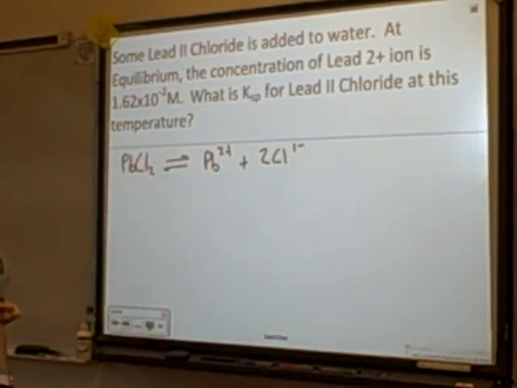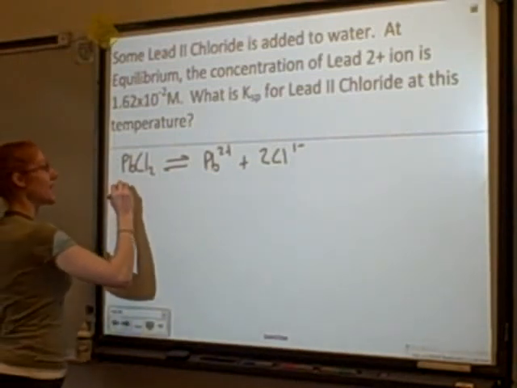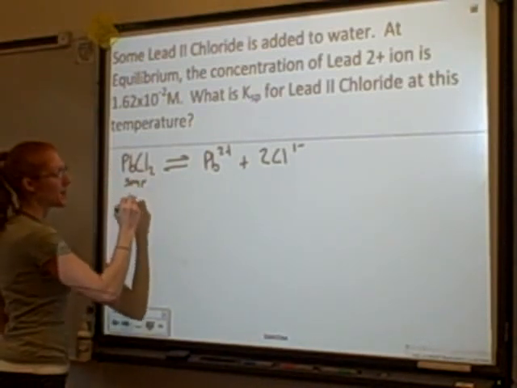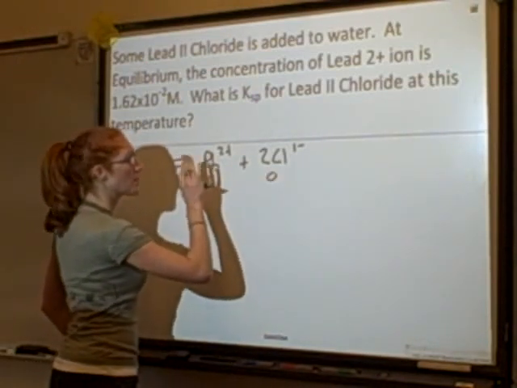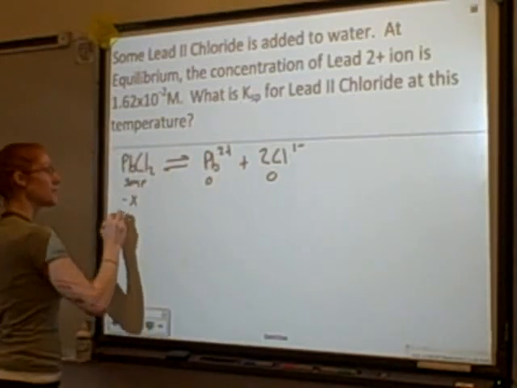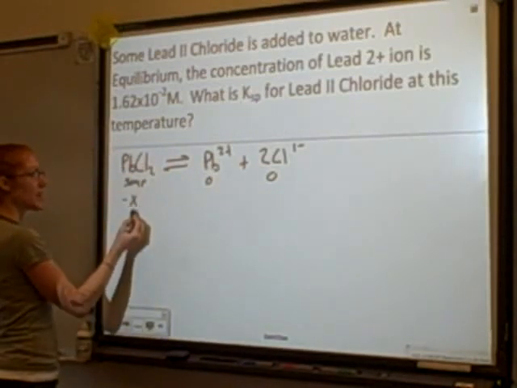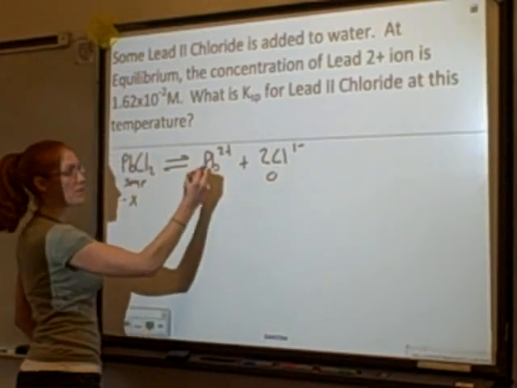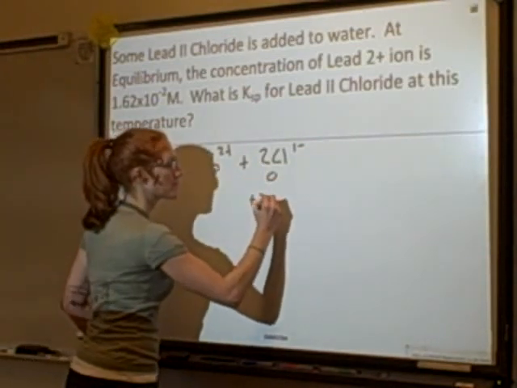And when they're at equilibrium, I'm given the concentration of the lead 2 plus ions. So let's say if I had some solid, I really don't care how much because the solids are going to be left out of the expression. But I'm starting with no lead and no chloride. And for every X moles of this that I lose, I make X moles of lead. And I make 2 moles of chloride for every 1 mole lead, so that'll be 2X.